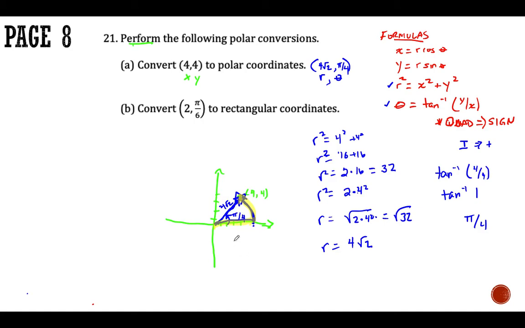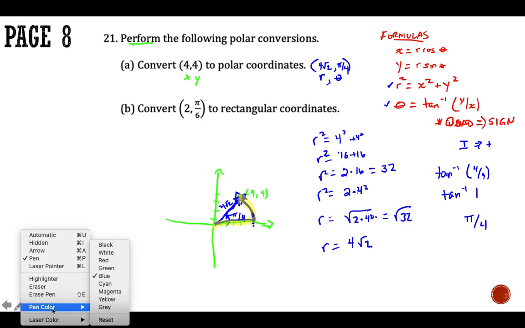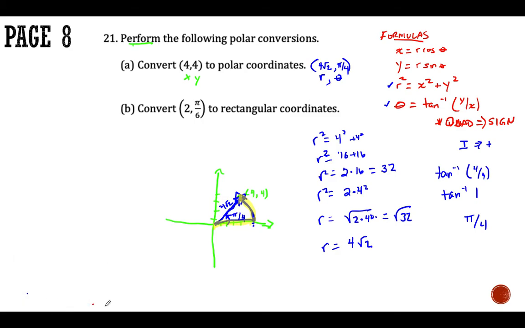Again, the purpose of polars, there's a lot of non-function graphs in polars that I can represent in polar form as a function. And then I can do a bunch of calculus on that. So let's go backwards. We're going to convert (2, pi over 6) to rectangular coordinates. So remember, this is r and this is theta.